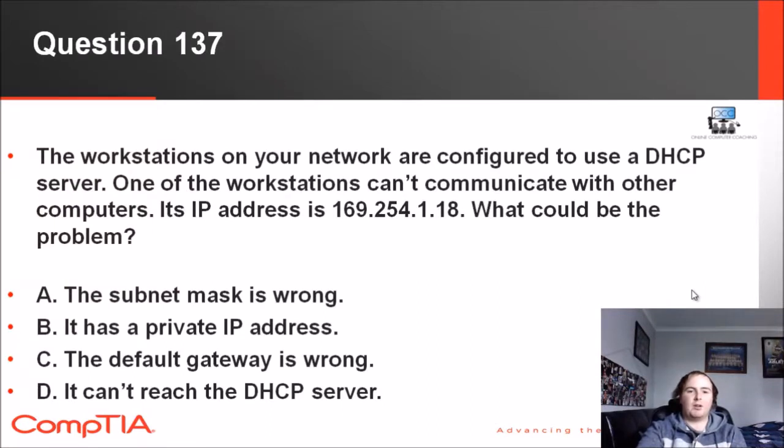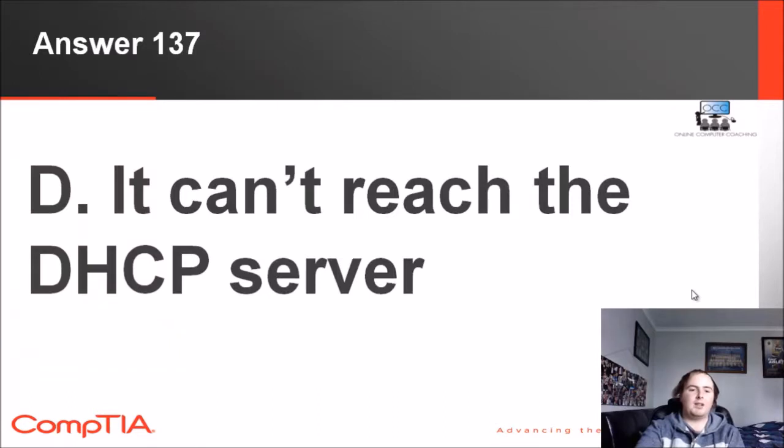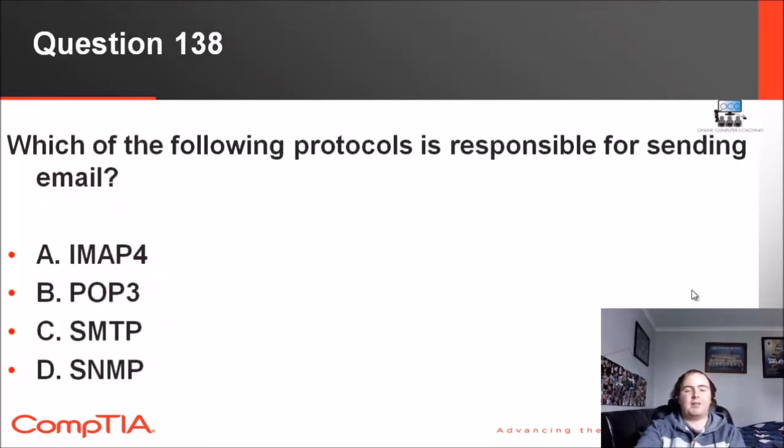137. The workstations on your network are configured to use a DHCP server. One of the workstations can't communicate with other computers. Its IP address is 169.254.118. What could be the problem? Subnet mask is wrong, private IP address, default gateway is wrong, or can't reach DHCP server. That is a common case of APIPA, where it assigns you that address when it can't connect to a DHCP server.